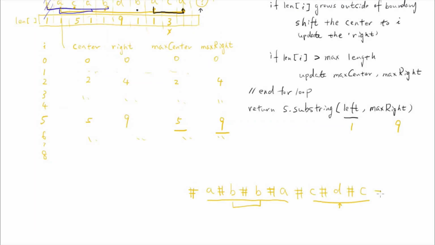And also at the end. So with our algorithm, the first palindrome we can find is from this pound sign to here, and it's centered at here. The length of this palindrome is 9. And the second palindrome we find is from here to here.